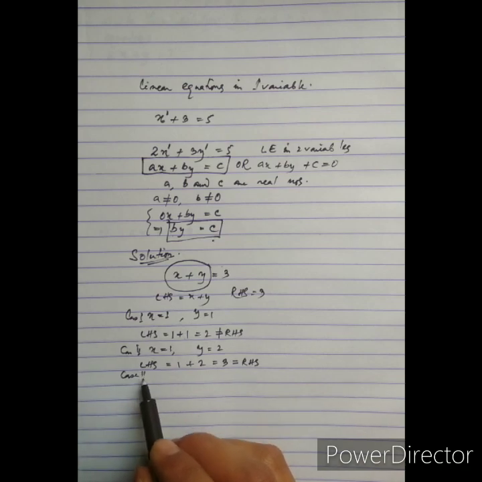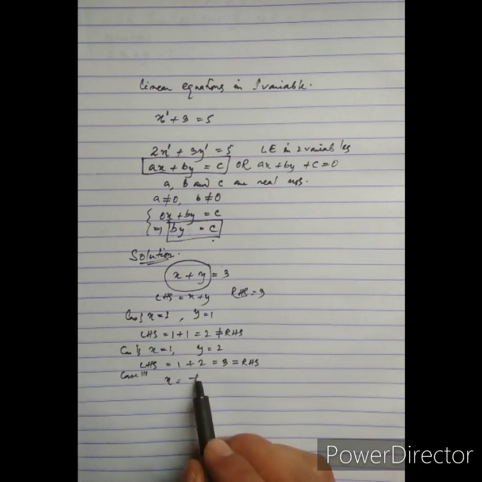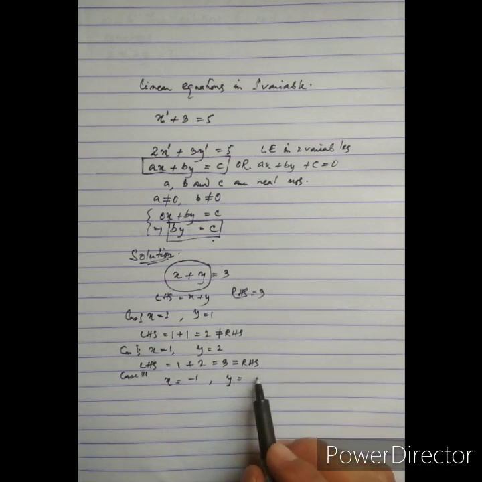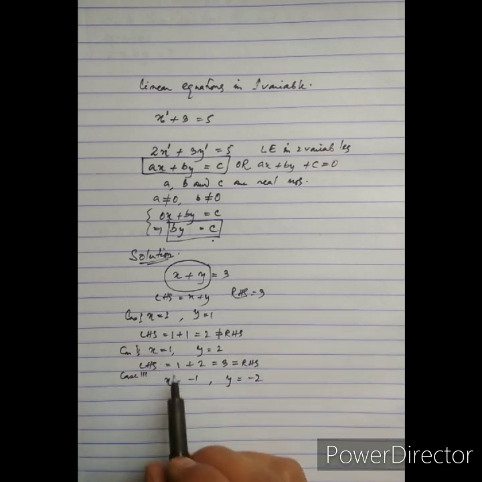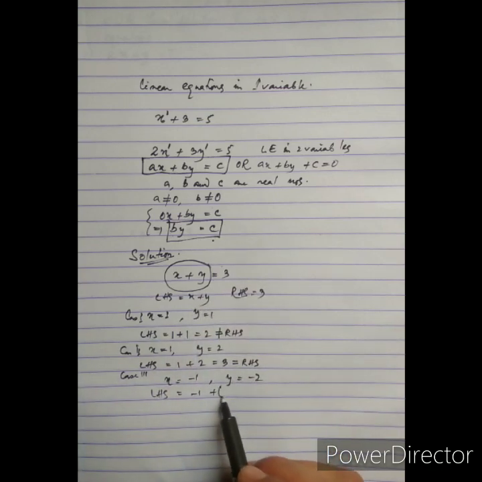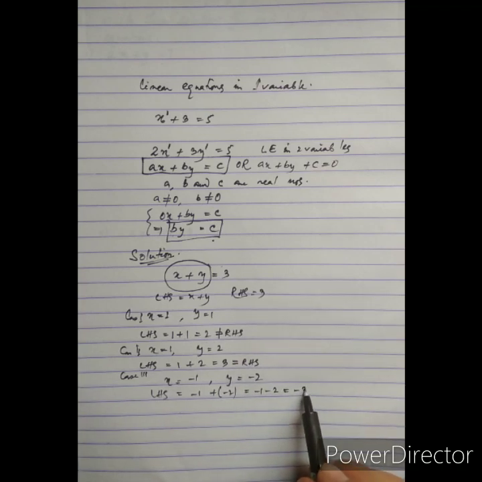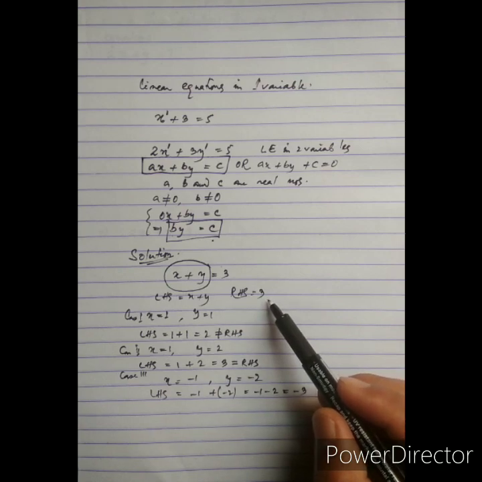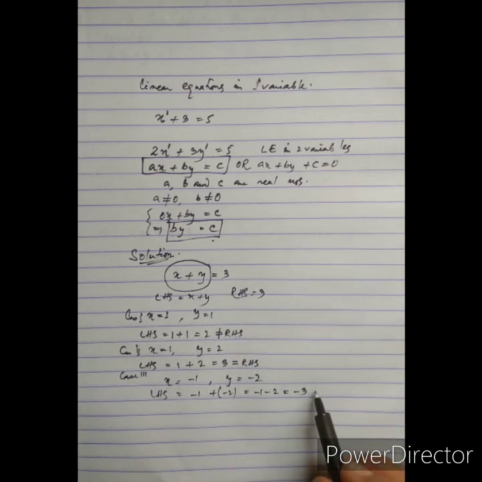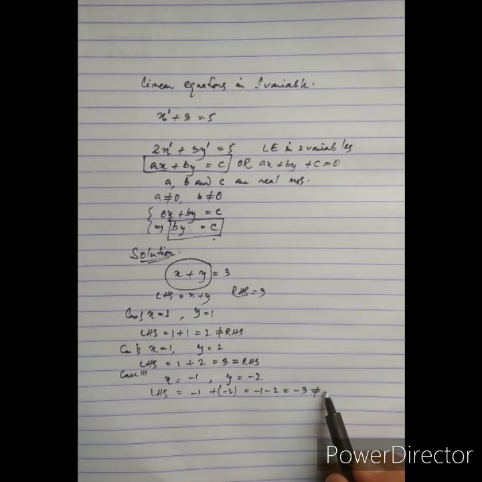Then let me check one more, case 3. In case 3, I'll take x as -1 and y as -2. So the left hand side: x means -1, plus y means -2, so -1 plus -2. I'm getting -3. But on the right hand side there is 3. That means -3 is not equal to 3. That means the left hand side is not equal to the right hand side.